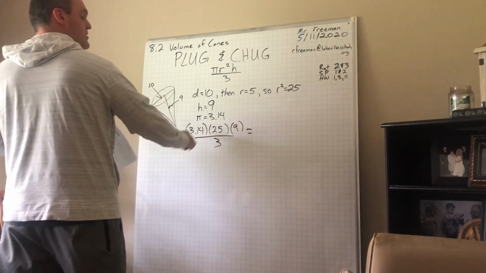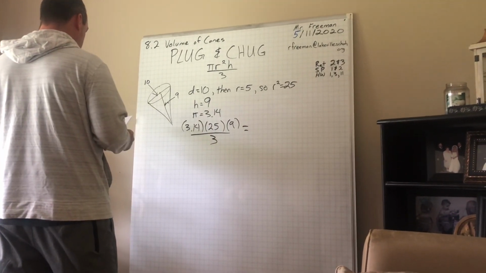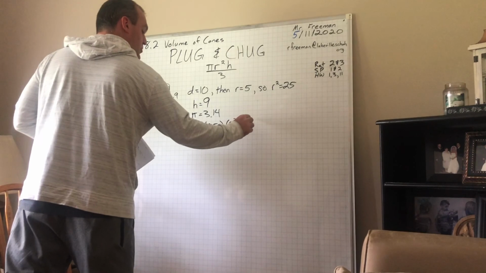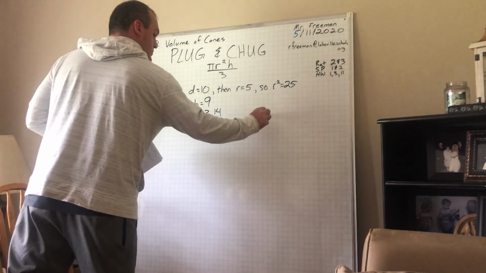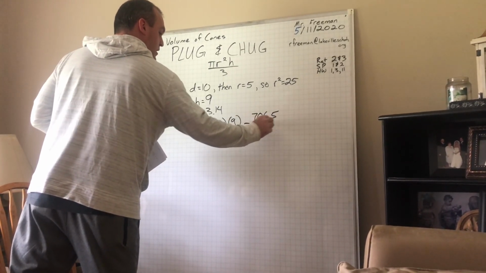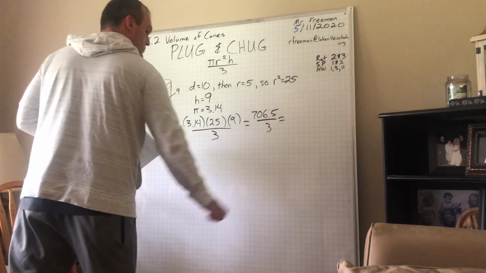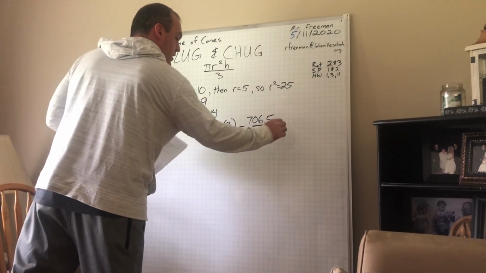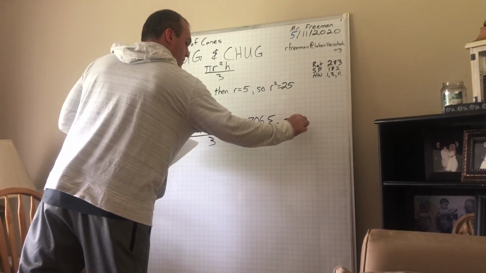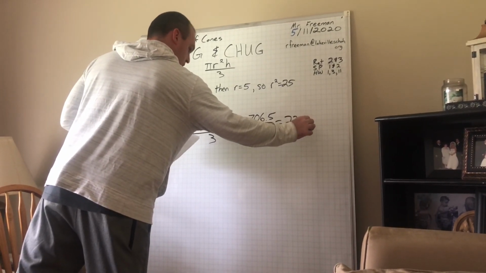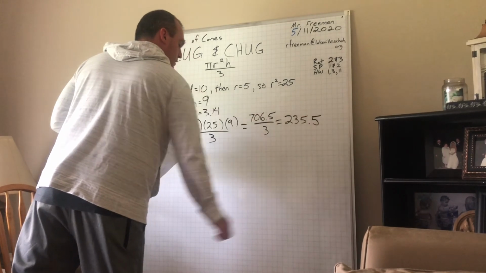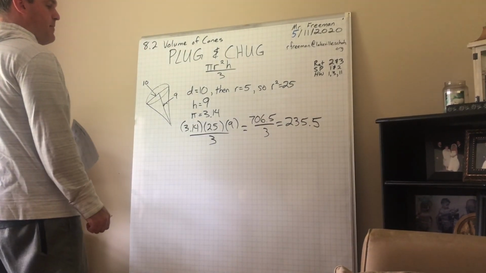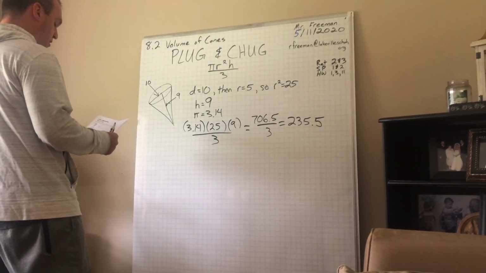And when we find all that, we're going to divide it by 3. When you do this mess of multiplication, you're going to get 706.5 if you do it right. And then we're going to divide that by 3. If you take 706.5 and divide it by 3, you'll get 235.5. Okay, and that's all I'm going to do for you on your skills practice.